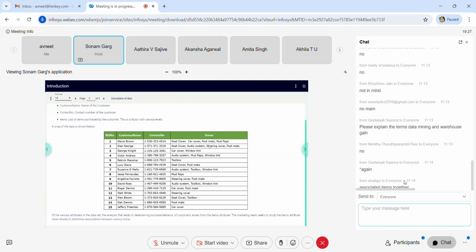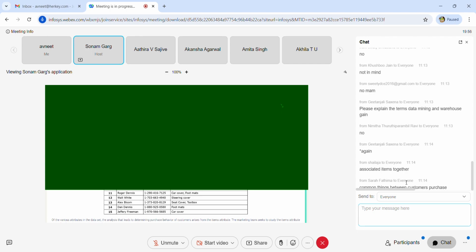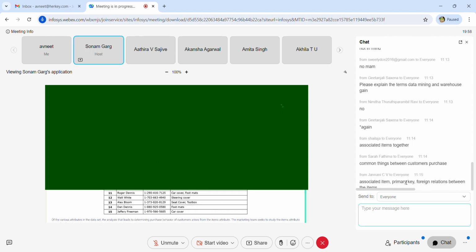Forget about the algorithm, just looking at this data, what will you do? Any suggestion? Maybe we will analyze the data and get some insights based on the data, like how we can do the analysis, and that will help us. Correct. See, you have to analyze this data. This data has just 15 rows, and we'll identify the common things between the customers. That's right. So both of you are right.